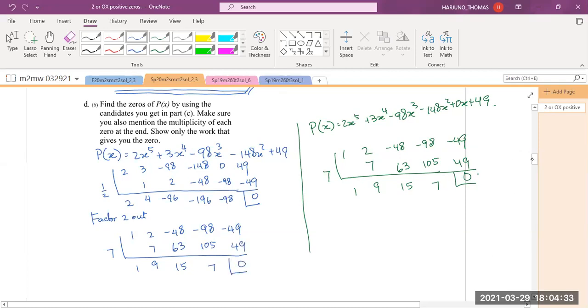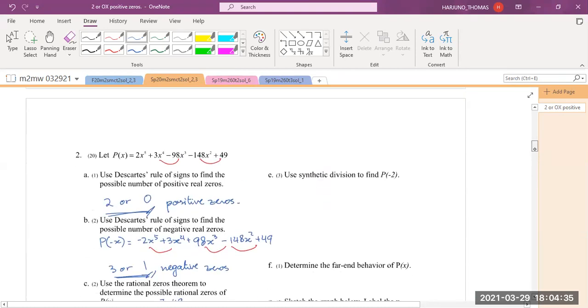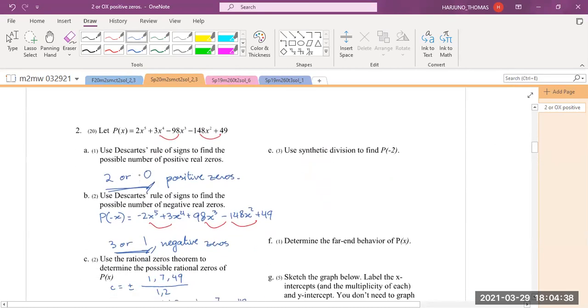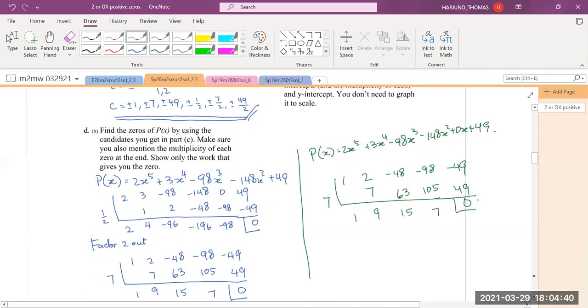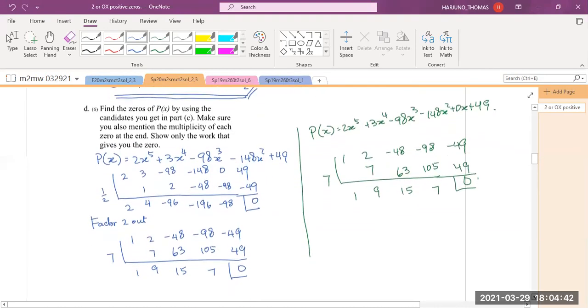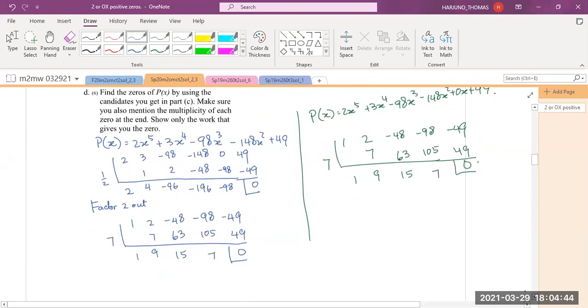Okay, now according to our Descartes rule of signs, we have at most two positive zeros, and we already got those two, 1/2 and 7. So we should stop searching for zeros on the right-hand side. And we can see that also here, that there are no more zeros to the right-hand side of 7 according to Descartes rule of signs.